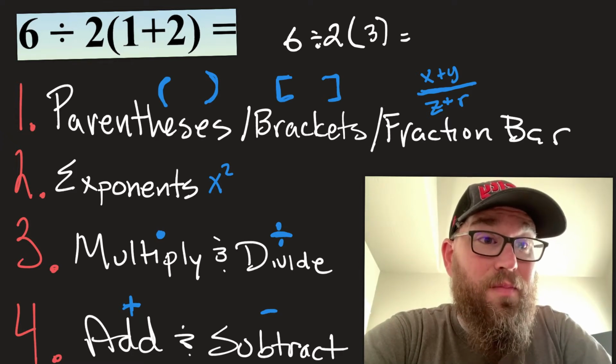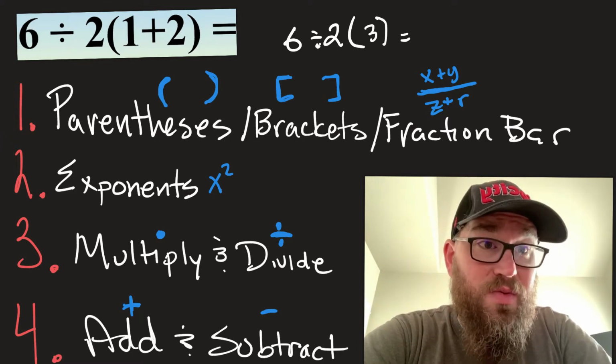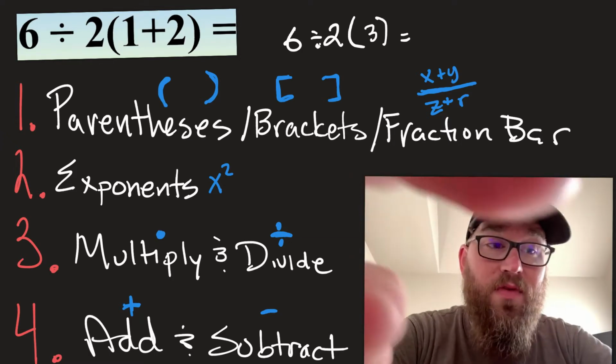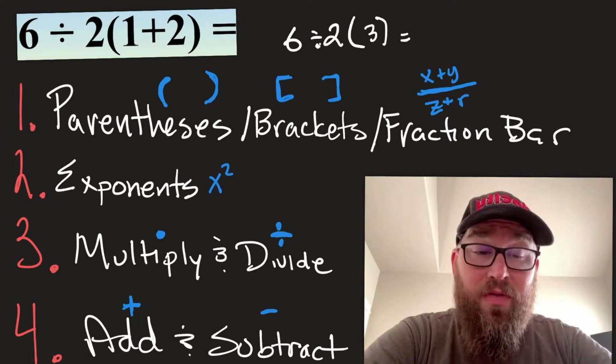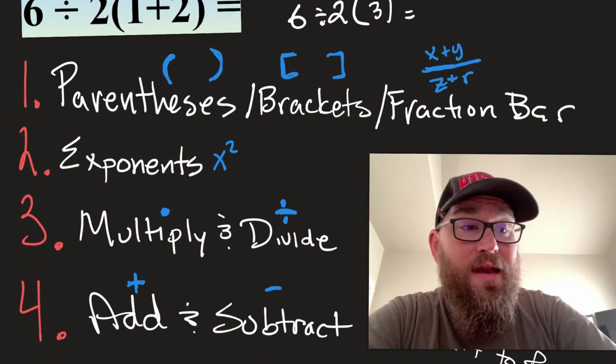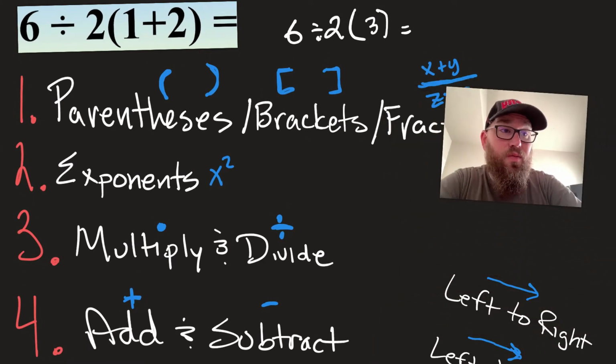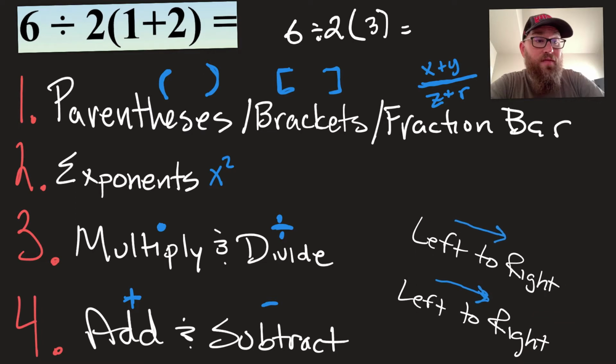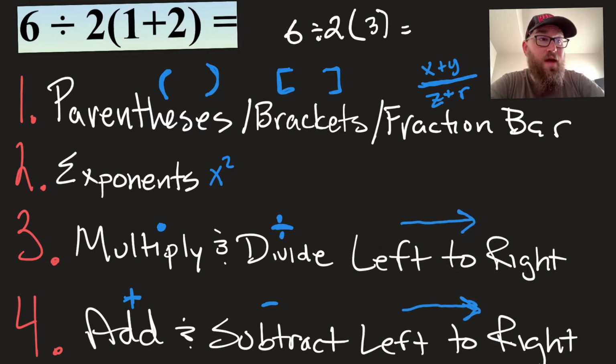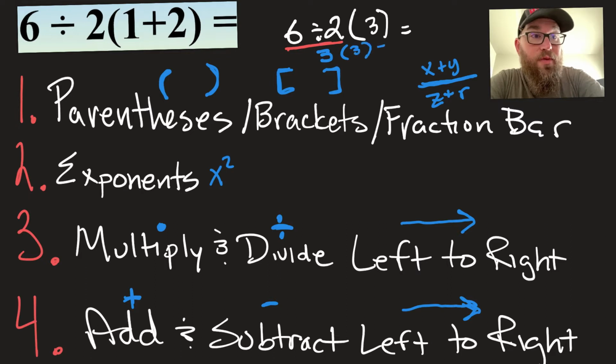But that's not correct, because what PEMDAS actually means is that we do parentheses first, then exponents, then we multiply and divide left to right. We multiply and divide left to right. So even though the word multiplication in PEMDAS comes before division, we need to divide here before we multiply. So 6 divided by 2 is 3, and then 3 times 3 is 9. So my answer is 9, not 1.